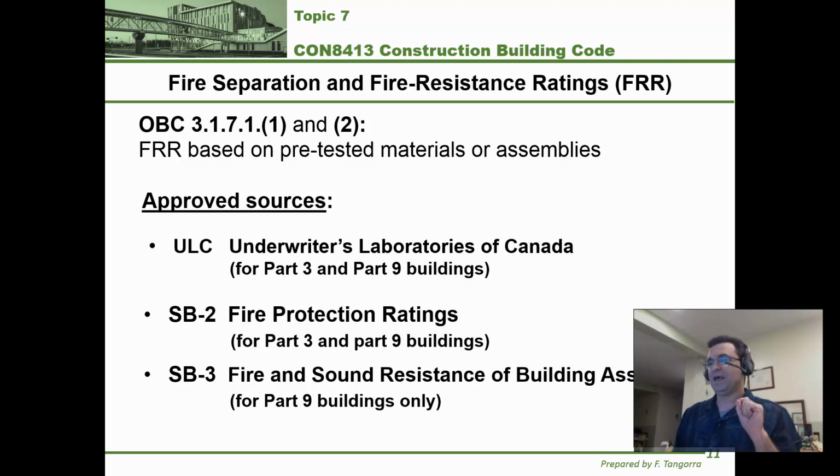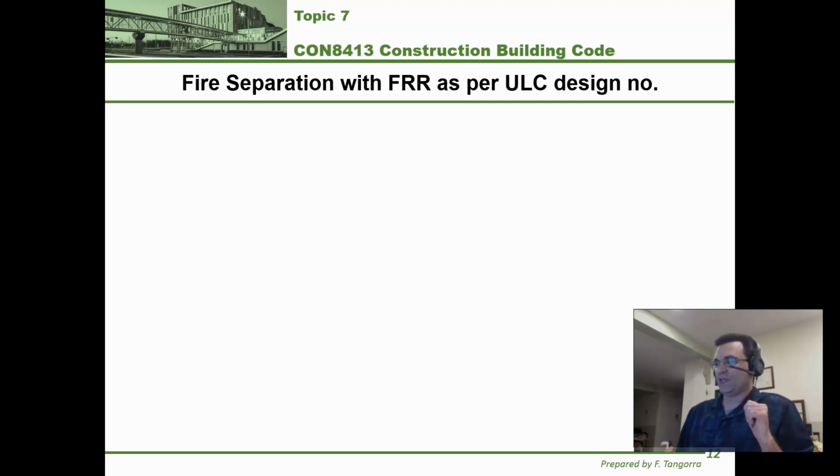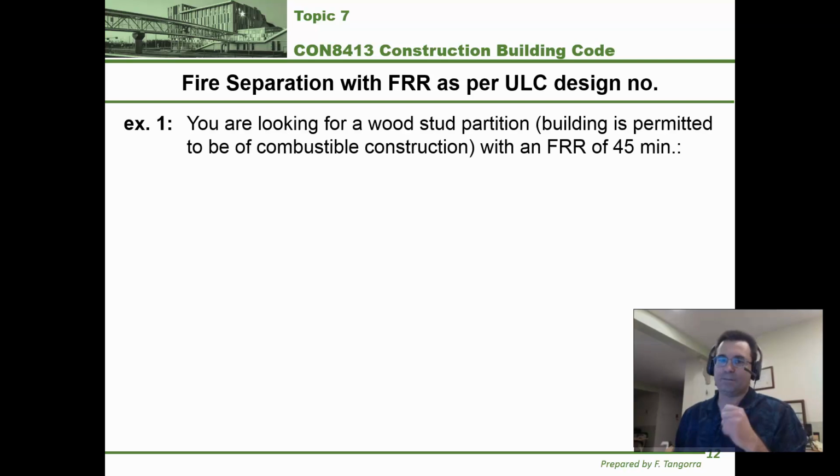We're not going to use it, but you should be aware of this, and we'll touch on what it looks like. SB2 and SB3 are the supplementary standards, which you found in Volume 2 of the Building Code. One of them is called Fire Protection Rating. The other one is called Fire and Sound Resistance Rating. So these are the two that we're going to touch on a little bit today as well. But before we get to that, I want to discuss a little bit what the ULC looks like.